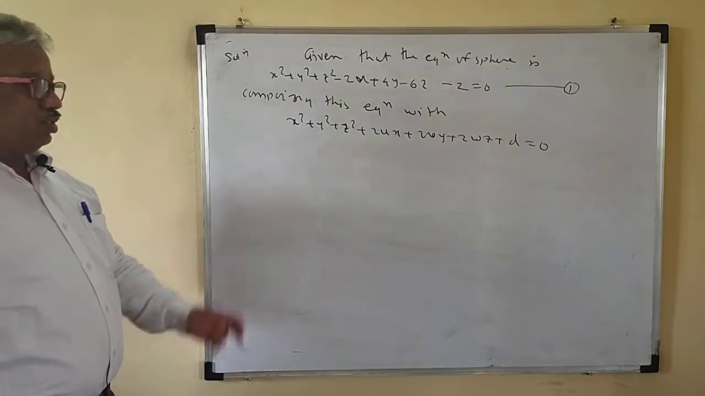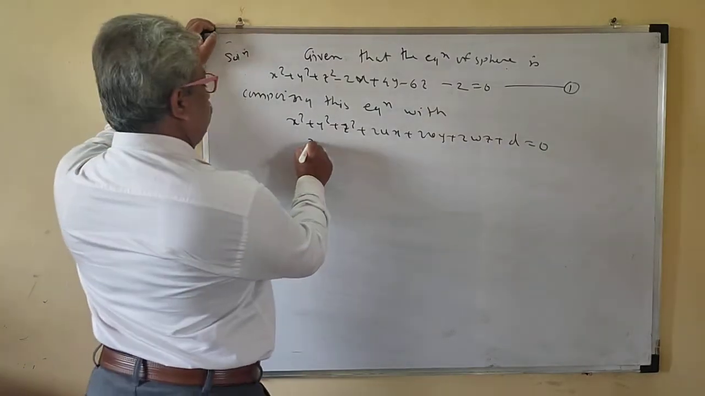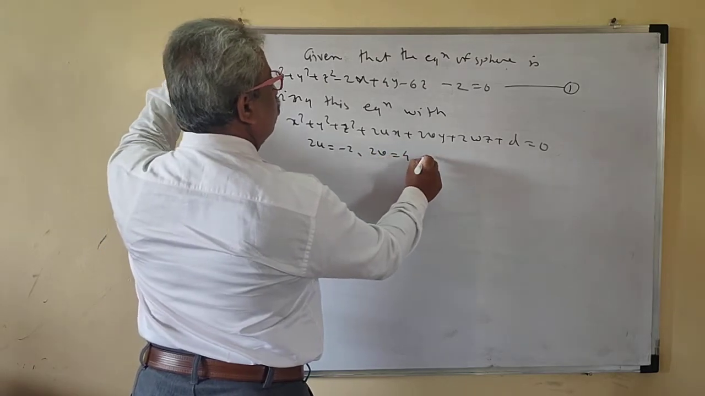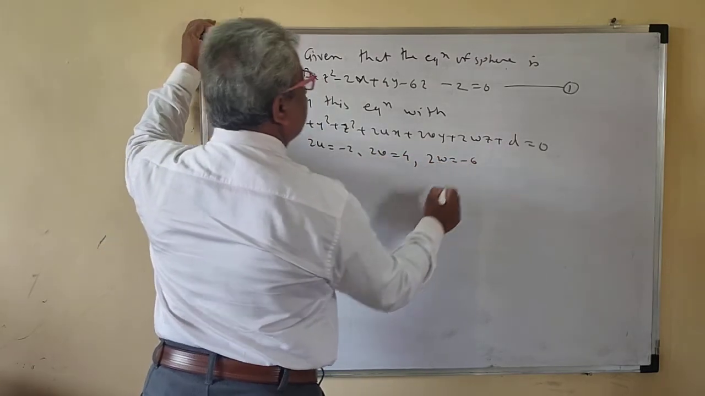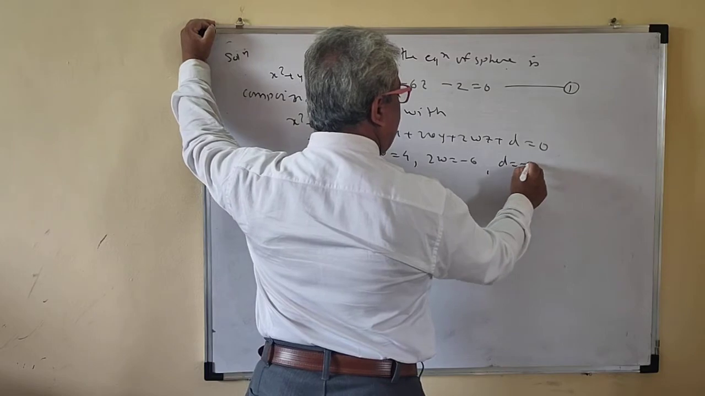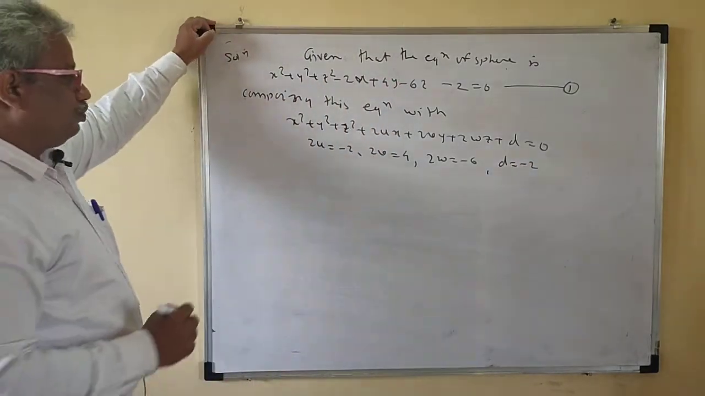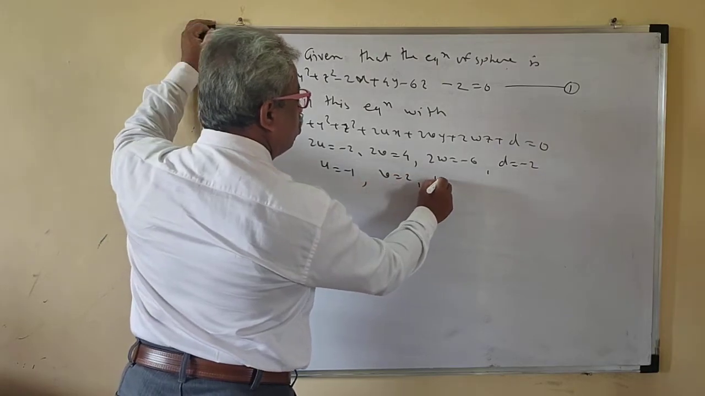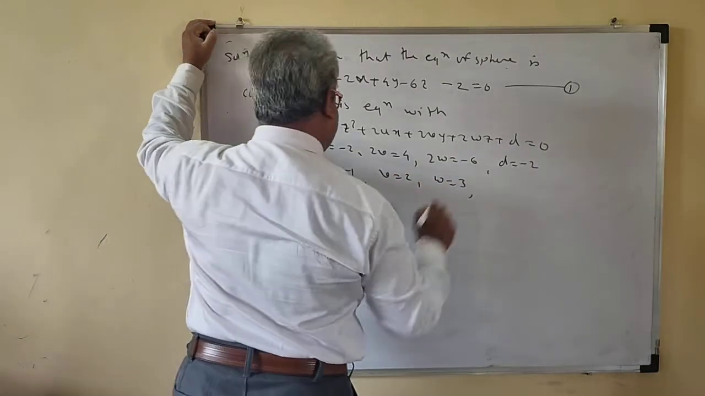Minus 2 is equal to 0. So twice u is equal to minus 2, twice v is equal to 4, twice w is equal to minus 6, and d is equal to, along with the sign, minus 2. So u is equal to minus 1, v is equal to 2, w is equal to minus 3, and d is equal to minus 2.